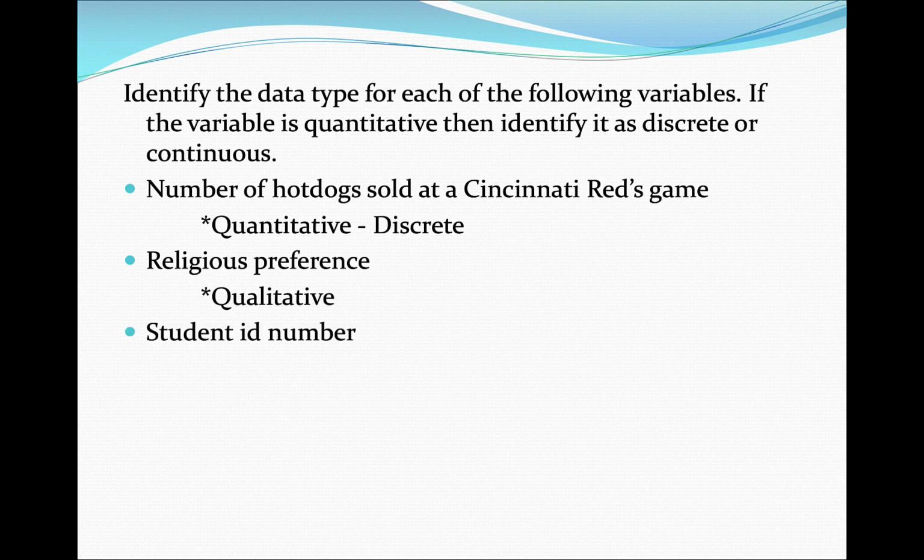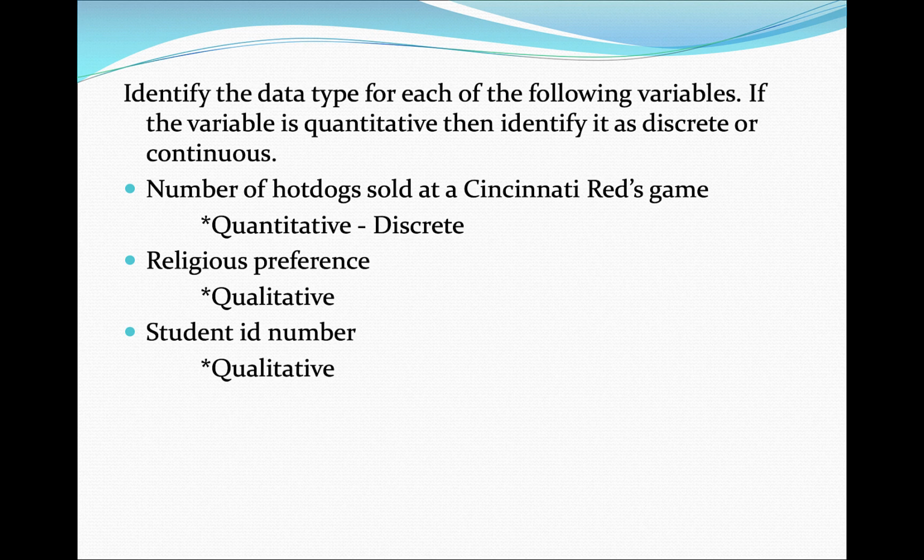These are ones to be careful of. Student ID number. A student ID number is technically a number, but when you think about it, that number has no mathematical meaning. You're not going to perform a mathematical operation on a student ID number. It makes no sense to do so. If you add two students' ID numbers together, it means nothing. So there is no meaningful quantity there, which means it is still a qualitative variable. So it's something to be aware of.